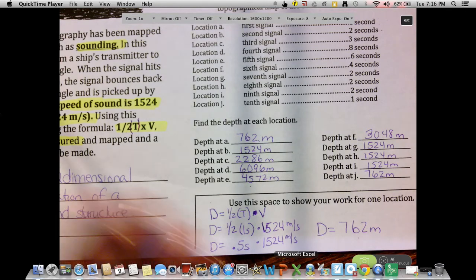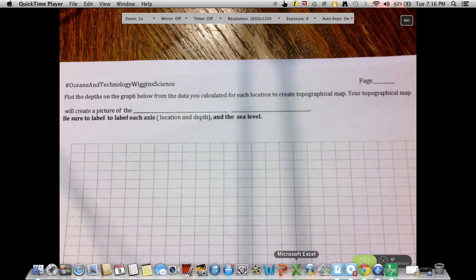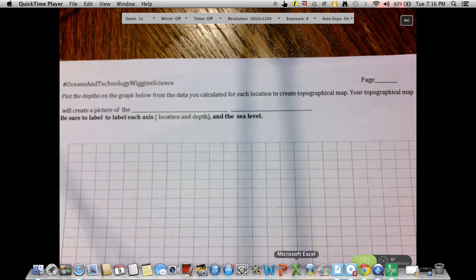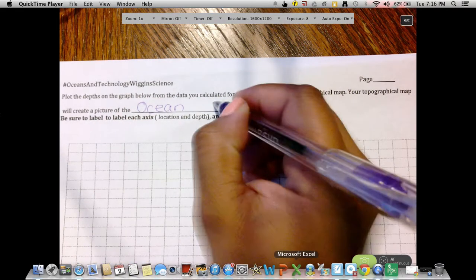But when you flip your paper over, you have this side. And it's asking us to plot the depths on the graph below from the data we calculated on the other side for each location to create a topographical map. Now, for our topographical map, we're going to draw a picture. Remember, we sent a signal down to the ocean floor and waited for it to come back. So our picture is going to be a picture of the ocean floor.